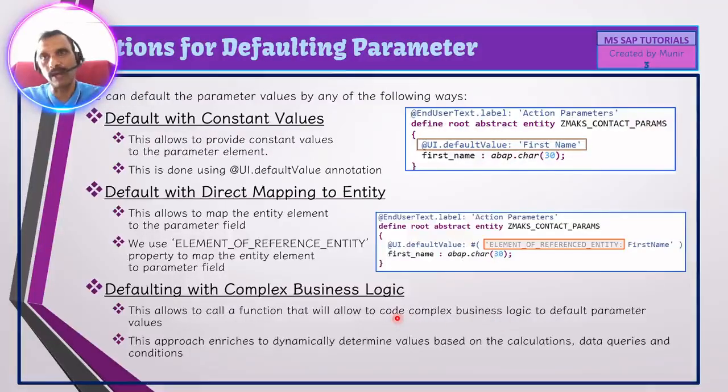For example, let's say you have around four or five parameters, and depending on certain criteria, you have to set the values. In those cases, this default complex business logic will come into the picture. How we do it is we call a function that will go and default these parameter values. This approach enables us to dynamically determine the values based on calculations, data queries, and conditions, as I have told you.